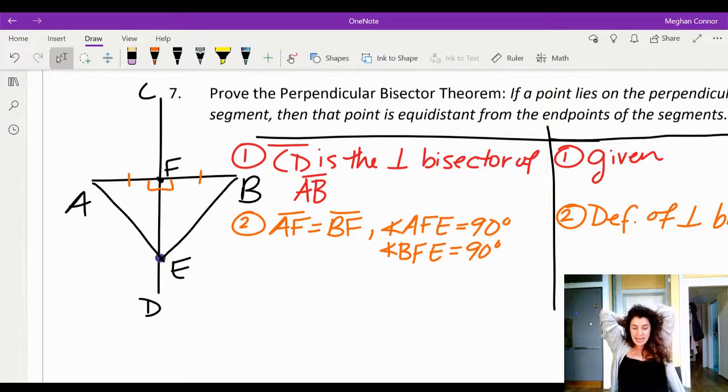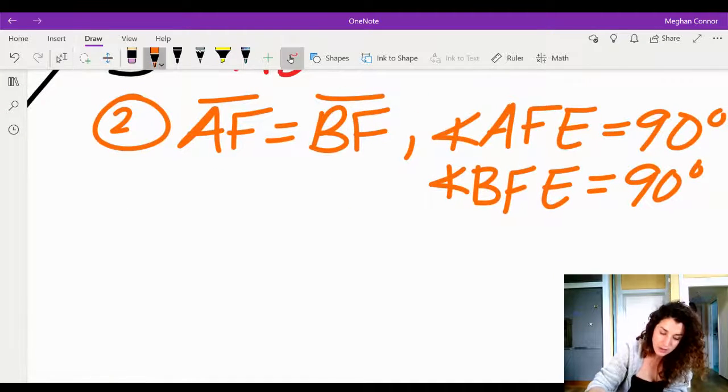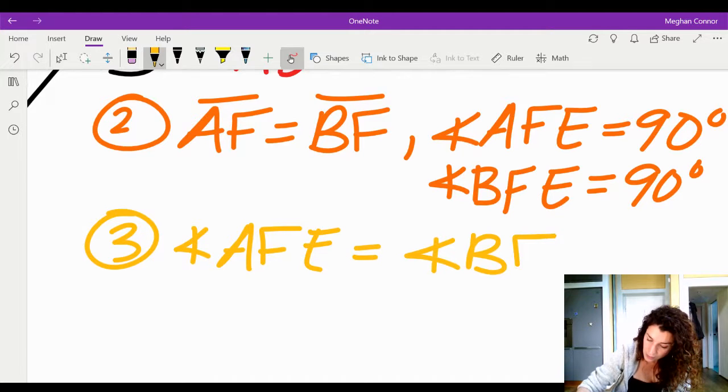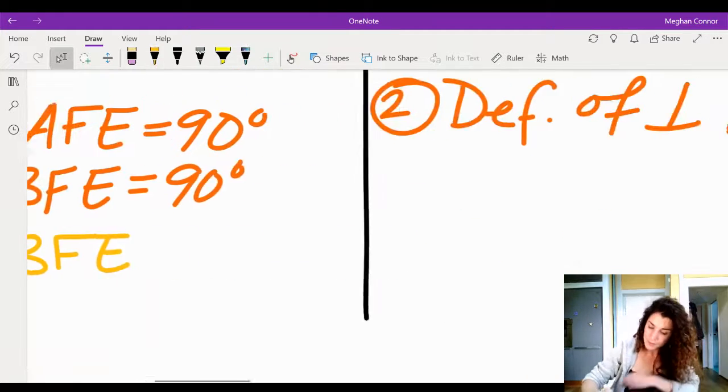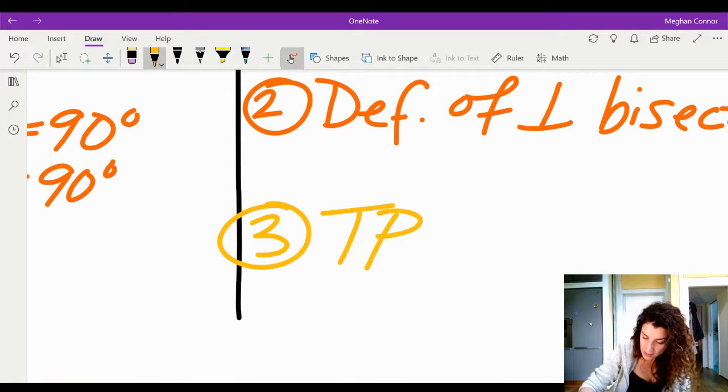The only other thing that I can see that I can use is that I know that FE is equal to FE because of the reflexive property. As a result, that would give me SAS. So I need to say that those two angles are equal to each other. So I want to use them as an angle being equal to an angle. Transitive property of equality.